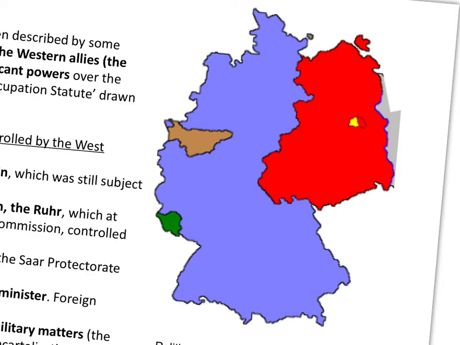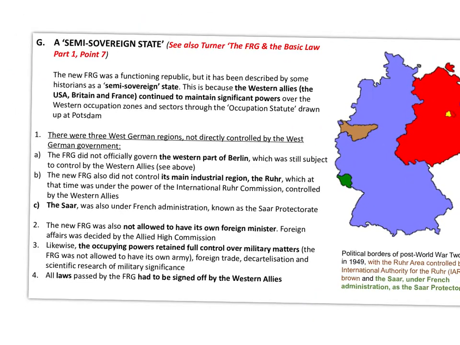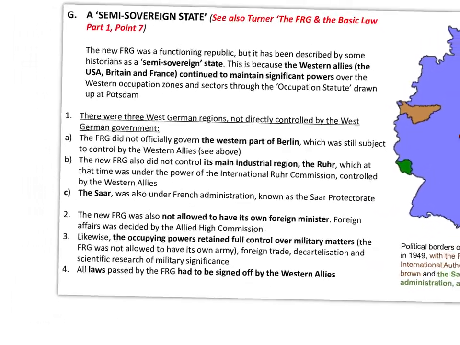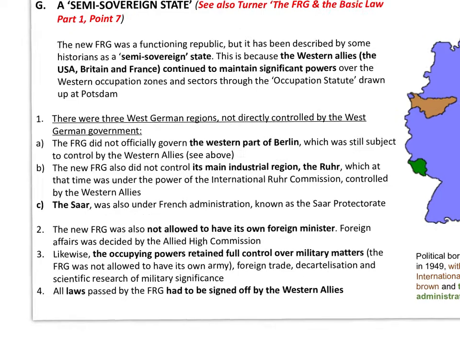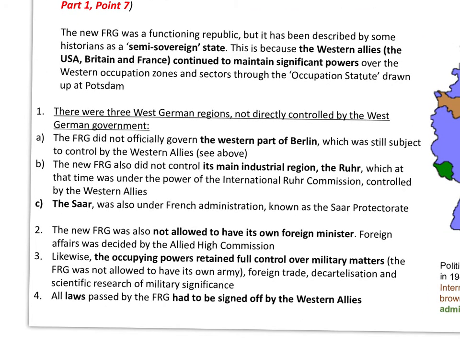Okay, so that's what we're talking about. We talked about that yesterday. So we're just extending that to say it wasn't just in West Berlin. There were 2 other regions where this applied. So what were these regions? Okay, so there were 3 West German regions not directly controlled by the West German government. So West Germany did not officially control the western part of Berlin, which was still subject to control by the Western Allies. So that's the point we made yesterday.